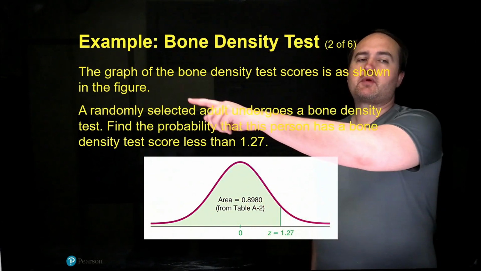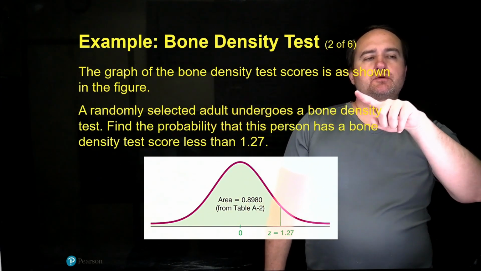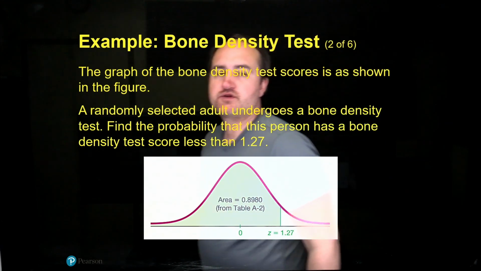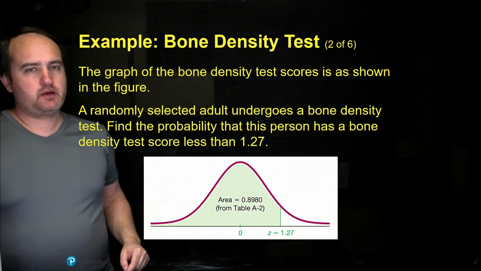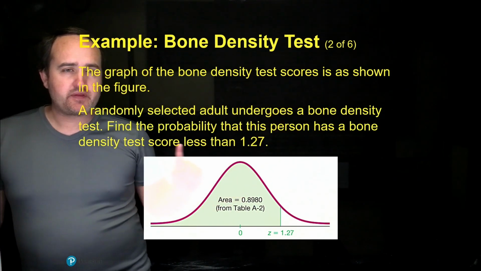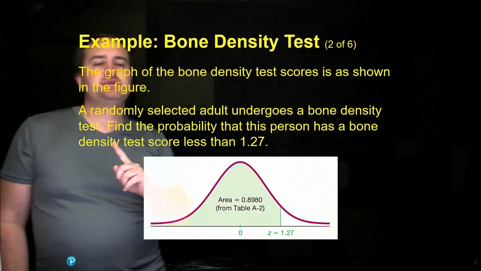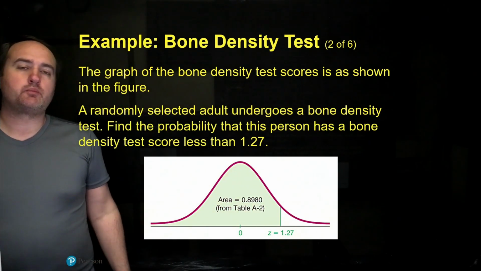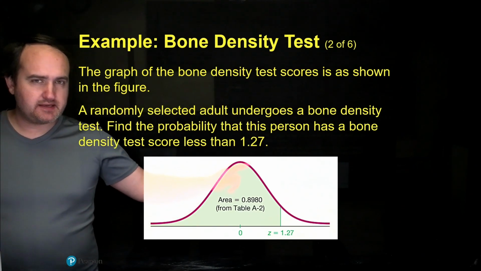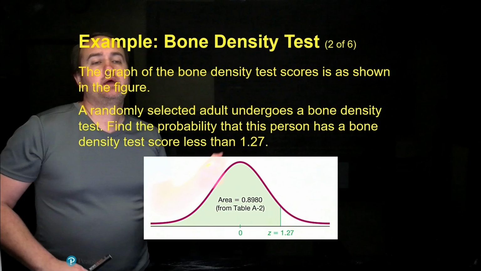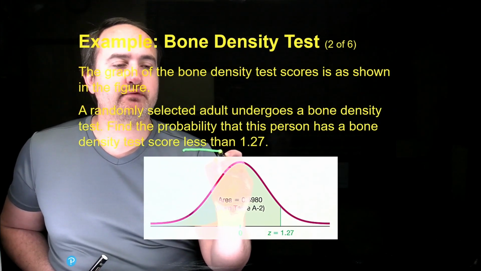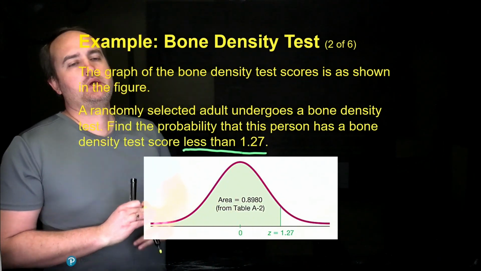So the graph of the bone density test scores is as shown in the figure. They say a randomly selected adult undergoes a bone density test, find the probability that this person has a bone density test score less than 1.27. When they say less than, that's the same as the area to the left of 1.27.